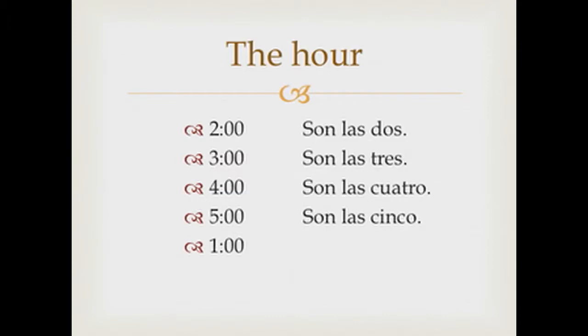So, 1 o'clock. That is just 1 hour. So can you guess what the phrase would be? It will not be son las, because that's for more than one. What do you think it would be? Es la una. Now 1 is the only one that changes. It's going to be una, because the number 1 can change to un, una, uno. So if there's any exception, it would be the number 1, and that's it.